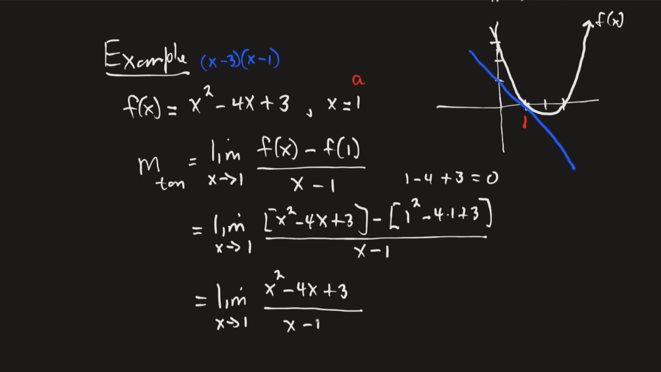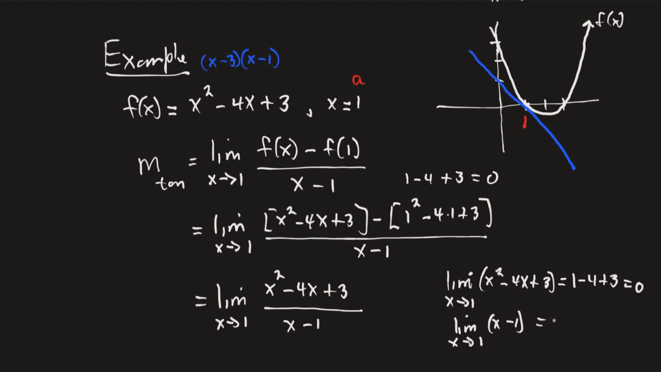Now let's try to use our limit properties. So let's try to take the limit of the top. Well, if I plug 1 into this polynomial, I'll get 0 because I'll have 1 minus 4 plus 3, that's equal to 0. And if I take the limit of the bottom, x minus 1, that's also 0. It's 1 minus 1. That's also 0. So it turns out this is one of our indeterminate forms.